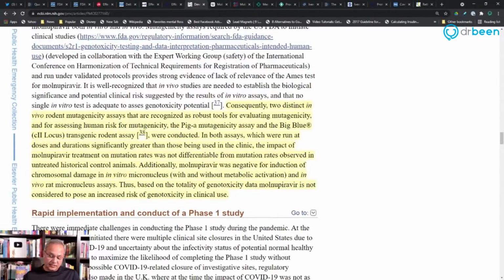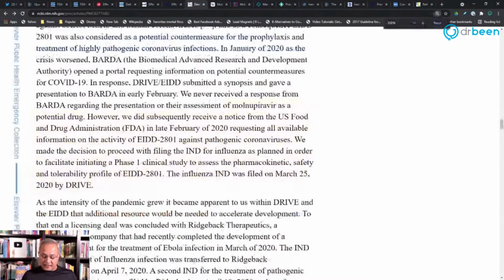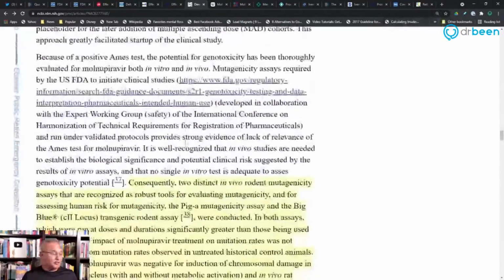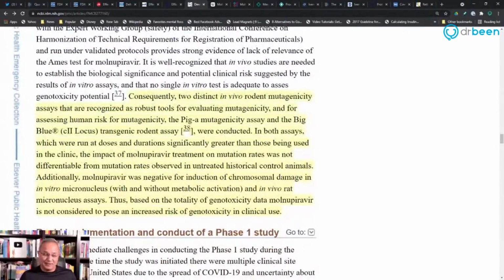Consequently, two distinct in vivo rodent, so animal studies, mutagenicity assays that are recognized as robust tools for evaluating mutagenicity and for assessing human risk for mutagenicity, the pig A mutagenicity assay and the big blue transgenic rodent assay, were conducted.